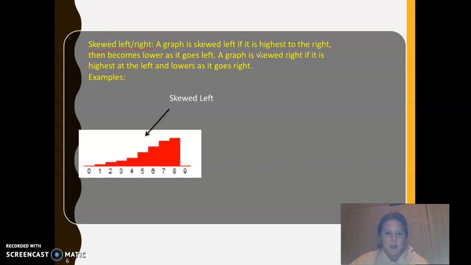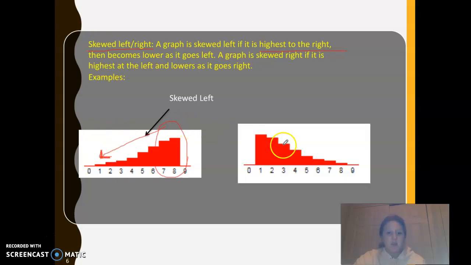But here's some pictures. Skewed left, I'll go with first. Skewed left, it's highest at the right, right? So all the data kind of clumps over here on the right, and then it becomes lower as it goes left, or it tails left. And if I draw an arrow, it depends on what way you draw the arrow. The data starts up high on the right, and then I draw the arrow down to the left. That means it's skewed left. So it's kind of like whichever way the arrow is going. It's going in the negative direction or tailing left. That means it's skewed left.